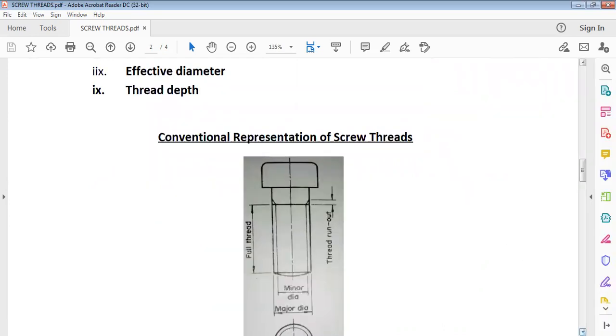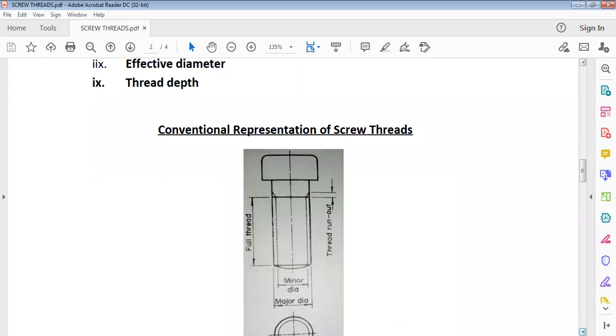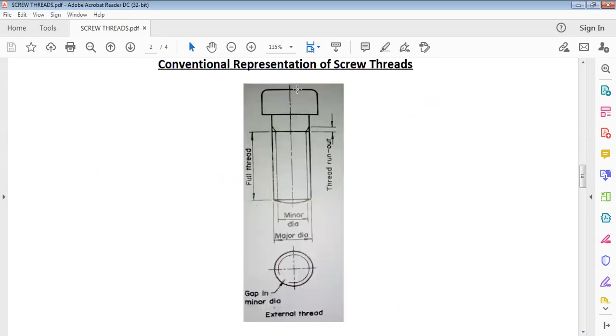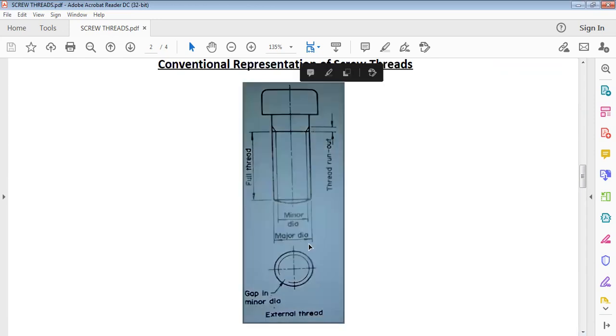If you look at this diagram, this is how a bolt is represented conventionally. And looking at the right-hand side, we have the minor diameter. Minor diameter is the distance from here to here, and then we have major diameter, distance from here to here, and then we also have thread run out. We have full thread. So take note of all this information provided to you.